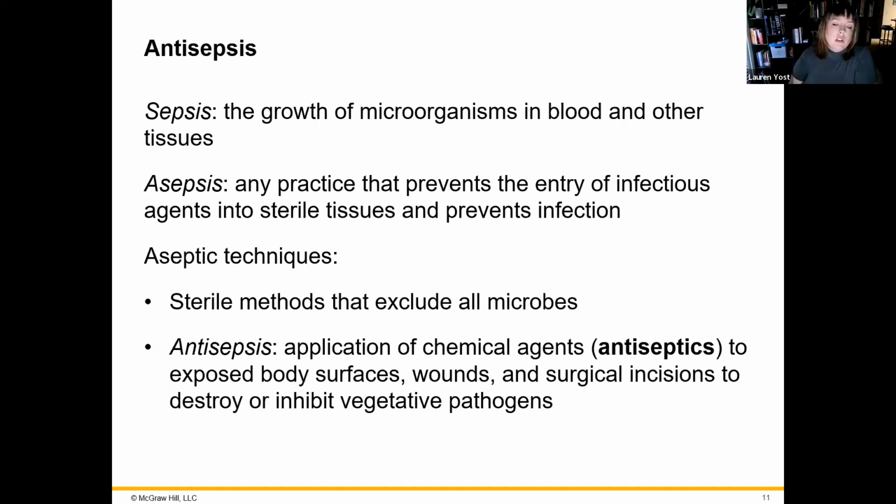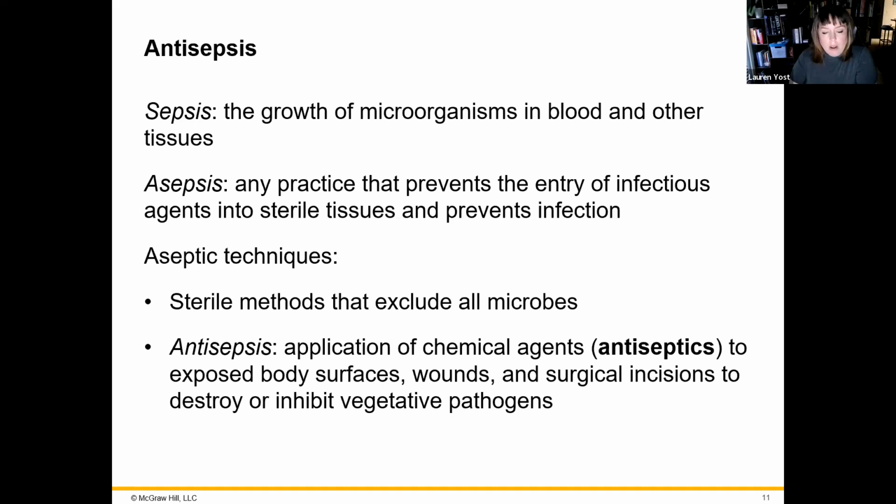So antisepsis, this is controlling growth of microbes on tissues like skin. Asepsis is a practice that prevents entry of infectious agents into sterile tissues and prevents infection, therefore. The aseptic techniques like we use in the laboratory, these are going to be as sterile as possible, so sterile methods to exclude all microbes. We don't want to be passing anything back into our culture or anything from our culture back out into the environment.